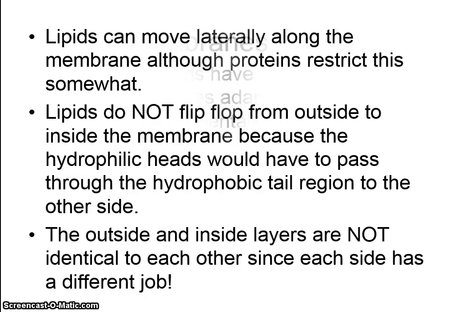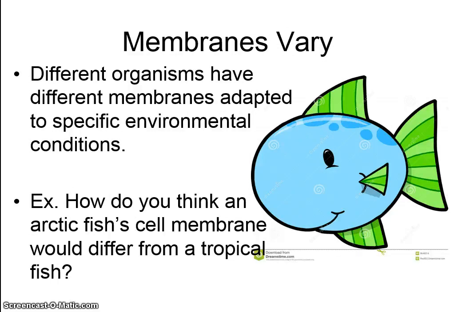This next slide that I have was just a little, I guess, self-check. If you had a fish that lived in an Arctic environment, how might its cell membrane differ? We talked about this in class. For example, we know that the more unsaturated fatty acids, the more likely a membrane would stay fluid at lower temperatures. So maybe it would have a higher concentration of unsaturated fatty acids in the membrane.